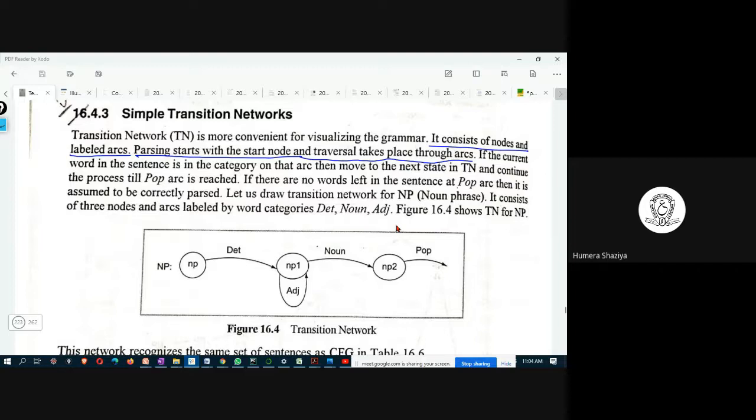And this NP2 node takes a noun as input. By reaching NP2, it is clear that there is a determiner and there might be an adjective; please note that it's optional. Even if the adjective is not there, after the determiner, when a noun occurs, in that scenario also NP1 takes you to NP2 without any adjective. So when you are in NP2, it could be determiner noun.